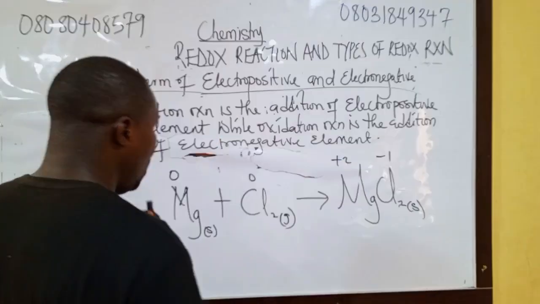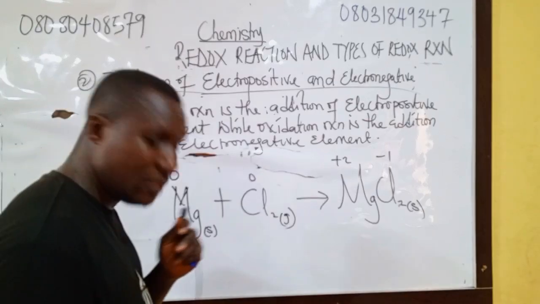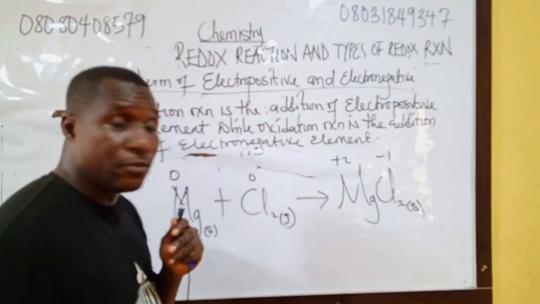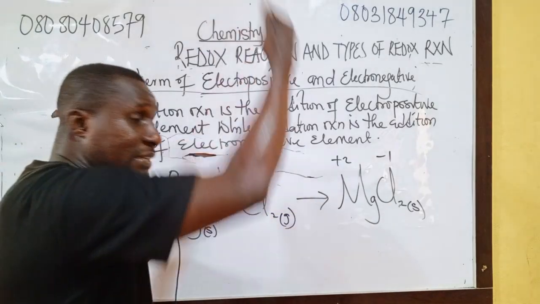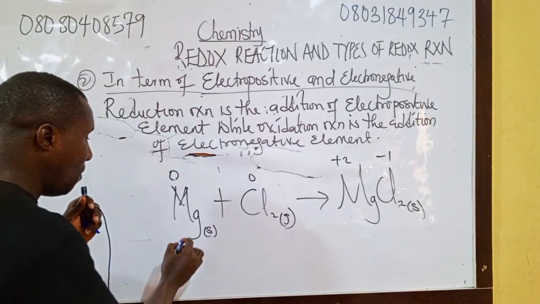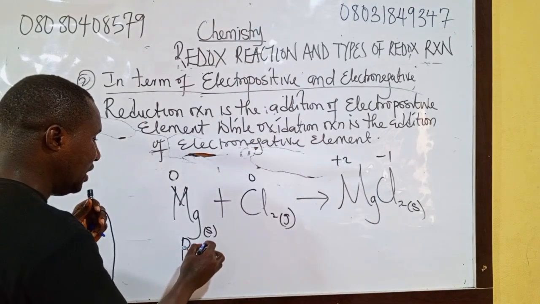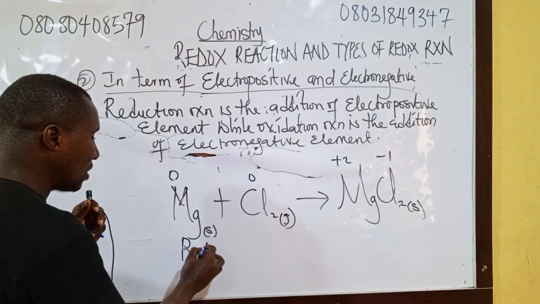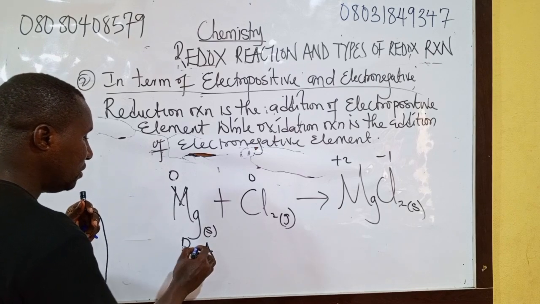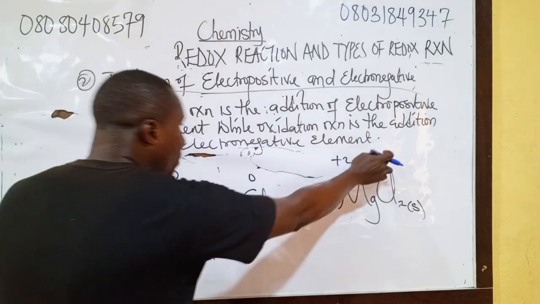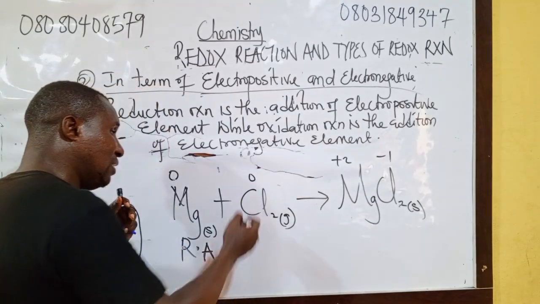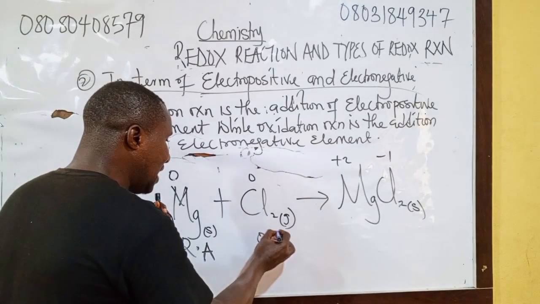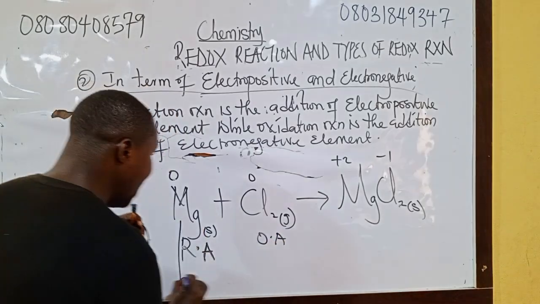Take note of that. Which one is the reducing agent? Do it yourself. 0 to +2, magnesium has increased in oxidation number. Therefore, magnesium is the reducing agent, that means the reductant. 0 to -1 has decreased in oxidation number. Therefore, this one is the oxidant, that means oxidizing agent.